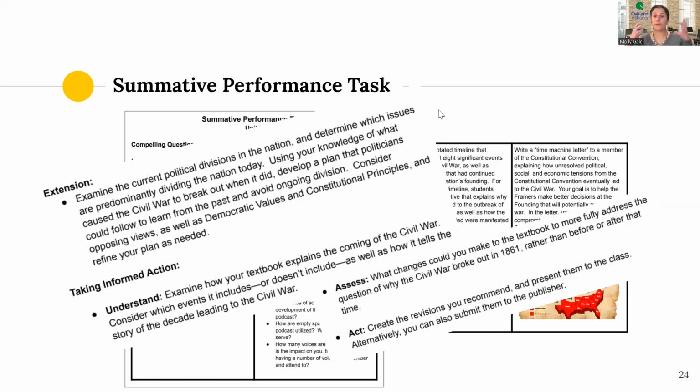So over the course of the unit, students have really built this deep understanding of what occurred in the 1850s, the decisions and the actions that were made. And this unit has really set the students up to be ready for the next unit, Unit 8, where they look at the Civil War itself.